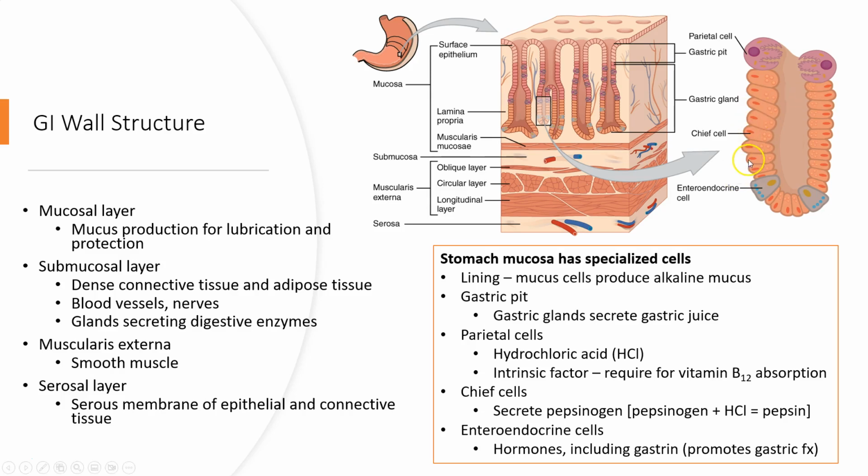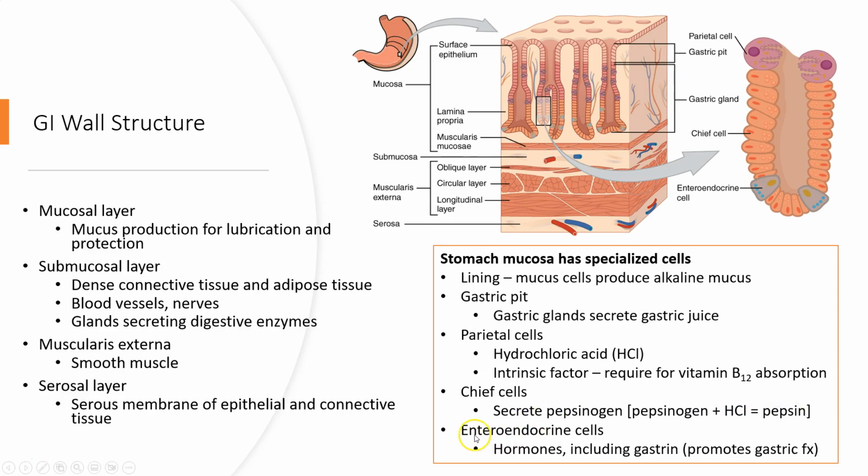Also, we have chief cells. Chief cells secrete a hormone called pepsinogen. And when pepsinogen meets the hydrochloric acid secreted by the parietal cells, it is then converted into pepsin.